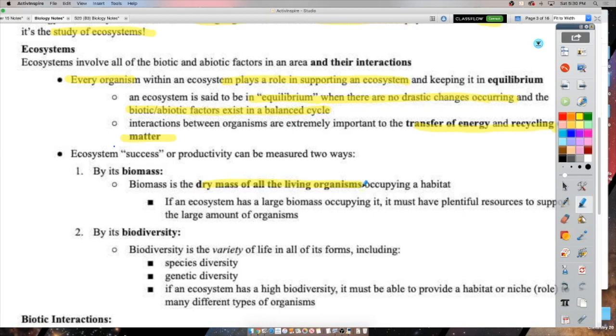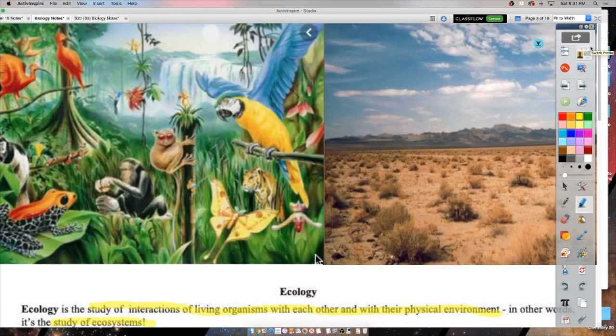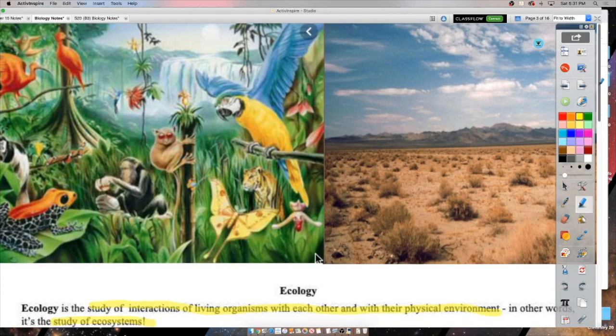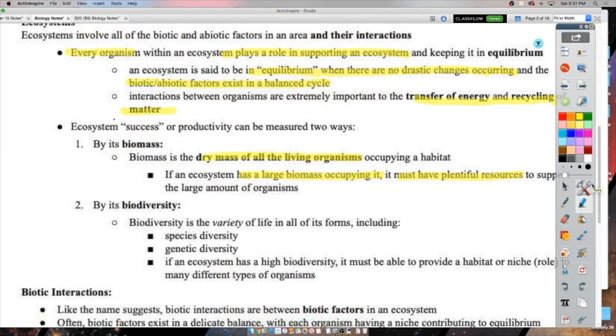So why does that mean the ecosystem is successful or a good place for life to thrive? Well, if it has a lot of biomass in there, it's got to have a lot of resources, right? It must have plentiful resources to support all of them. Going back to this, right? You can imagine if you weighed all of this grass and all of the trees and all the birds and everything, it would add up to a lot of mass, right? If you added up all these guys, it would add up quite a bit, but it wouldn't quite equal that rainforest one, right?